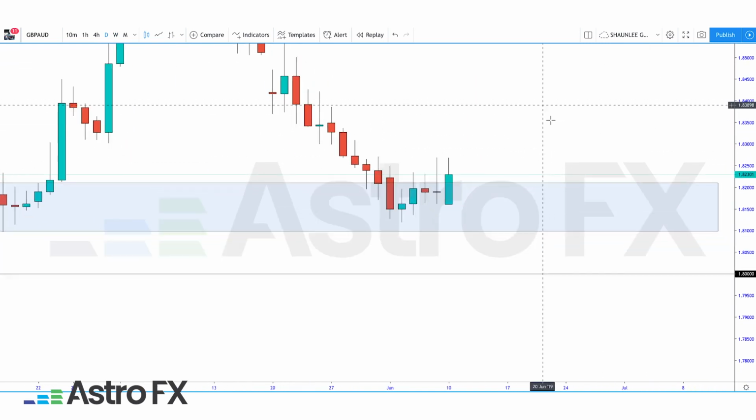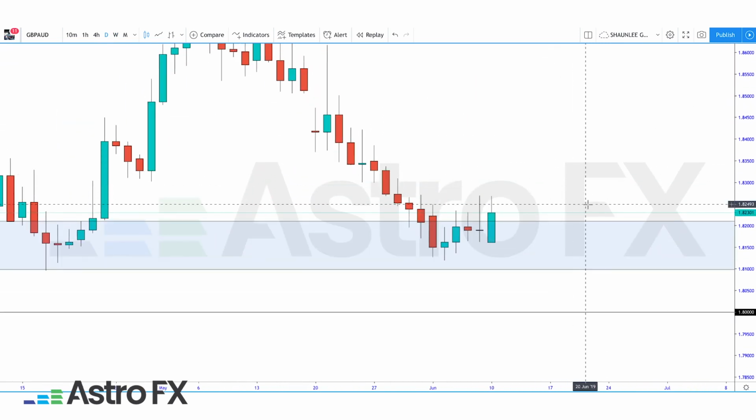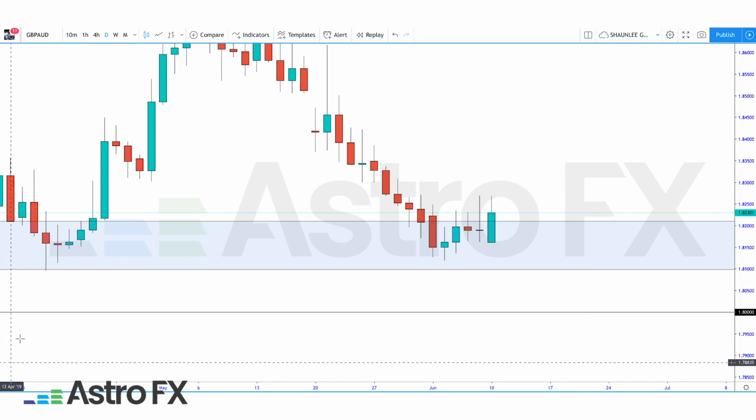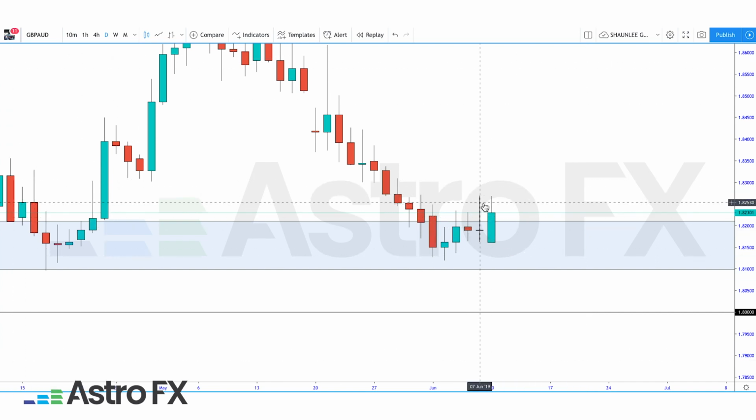Going into the daily, what we do need to keep an eye on is the 8250. We need a break above that region. So breaking above that region will actually take us higher.